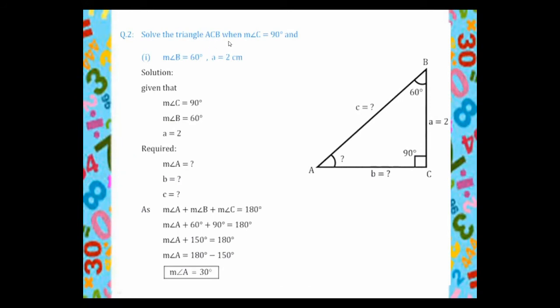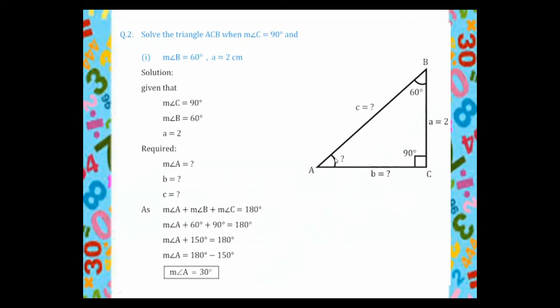Now solve triangle ABC when angle C is 90 degrees, the measurement of angle B is 60 degrees, and A is 2 centimeters. In this also, three components are given and you have to find the remaining three components, because each triangle has six components: three angles and three sides. In this, one side and two angles are given. So this is the figure. Angle C is 90 degrees, angle B is 60 degrees, and A is the perpendicular, which is equal to 2.